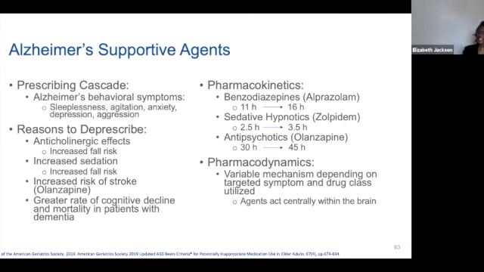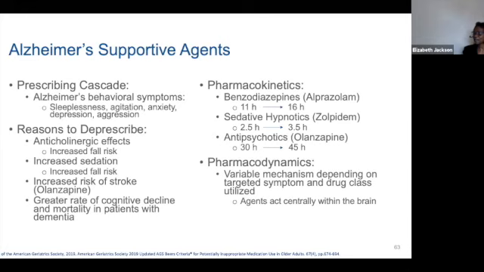Now we're going to move on to Alzheimer's supportive agents. Let's say you have a patient that has Alzheimer's behavioral symptoms and they're agitated, anxious, and have aggression, and all these drugs, benzodiazepine, zolpidem, and olanzapine, are prescribed. So you have now these three drugs being prescribed. Keep in mind, for the benzodiazepine, the half-life is about 16 hours. The zolpidem, we are talking about 3.5 hours. The olanzapine, we are talking about 45 hours half-life.